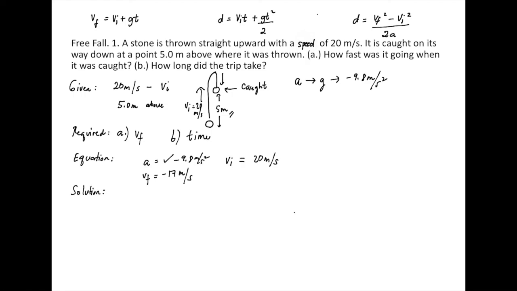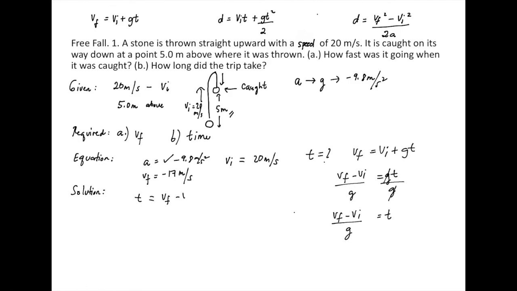So the best equation that we need to use in order to get time is VF equals VI plus GT. Then we derive first for the time. We have VF minus VI equals T multiplied by G. Then dividing both sides by G, we get the equation for time, which is VF minus VI over G. Let's go now to our solution.